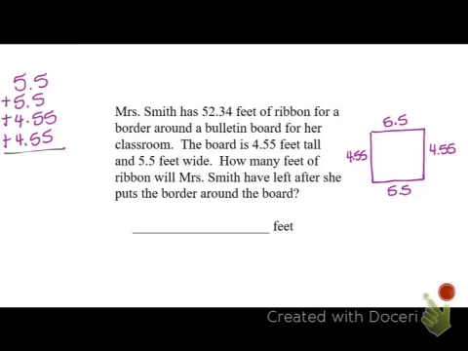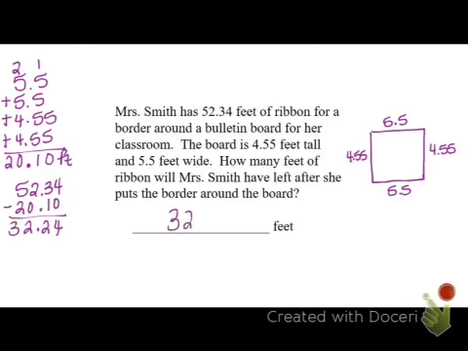means that she has used a total of 20.10 feet. If we want to know what she has left, you would take the original amount of 52.34 and subtract what she has used, leaving you with 32.24 feet left.